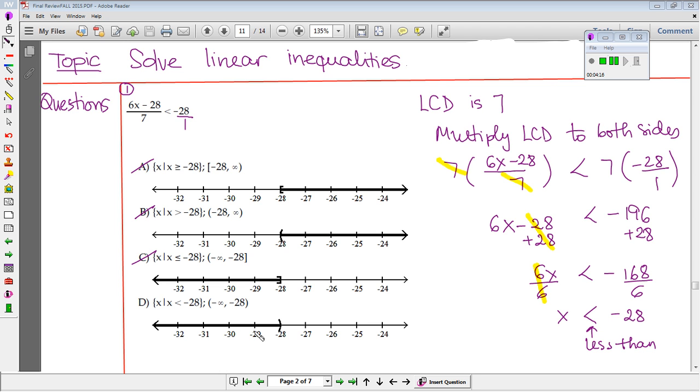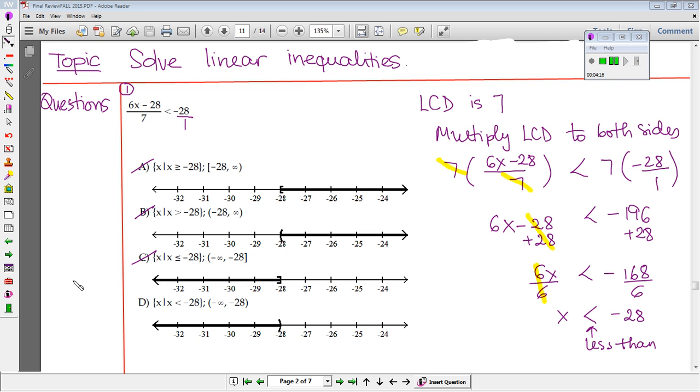Now if you look at the number line, it will be all the numbers to the left hand side of negative 28, so from negative infinity to negative 28. And right here we have to use parentheses, not the square bracket. So the answer will be D.